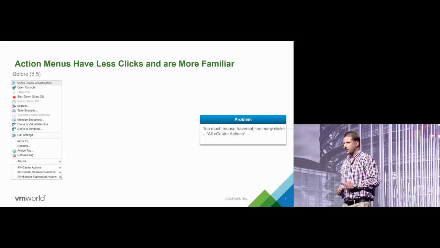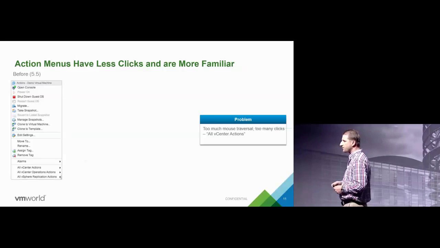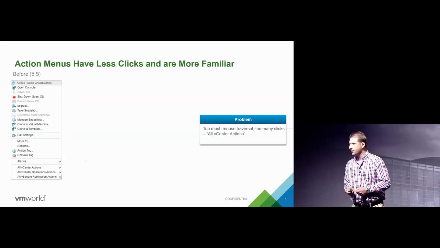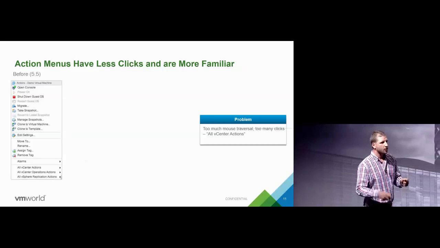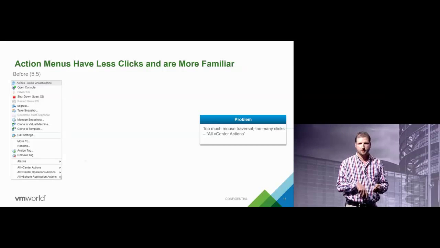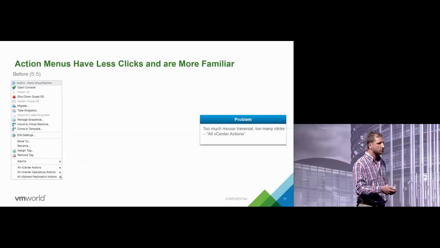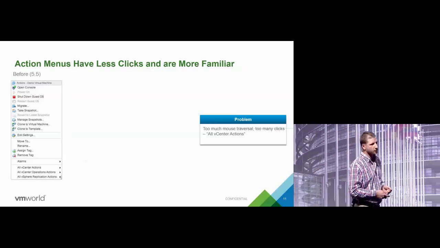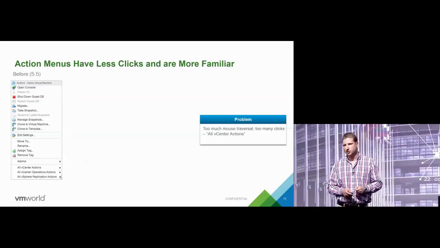Going to another feedback, and this is something that we've heard loud and clear. You have difficulties working with the action menus in the web client, and more particularly with the fact that you need to go several levels deep into the action menu in order to reach an action which is pretty common from an administrative point of view. Let's take, for example, powering off a virtual machine.